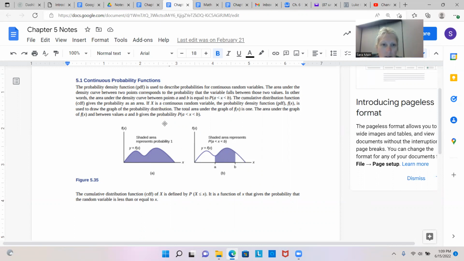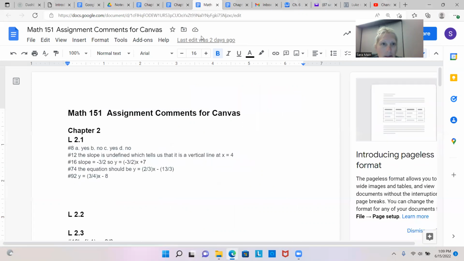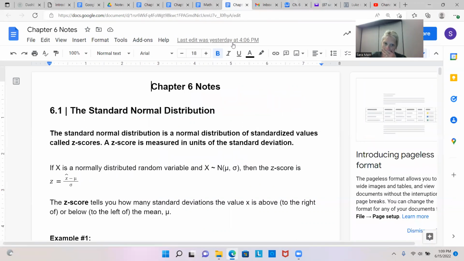The continuous probability function that we're going to learn and use this semester, the only one we're going to learn about, is the normal probability function. That is going to be in chapter 6, and it's going to be called the standard normal distribution. The standard normal distribution is a normal distribution where the mean is always equal to 0, and the standard deviation is always 1.